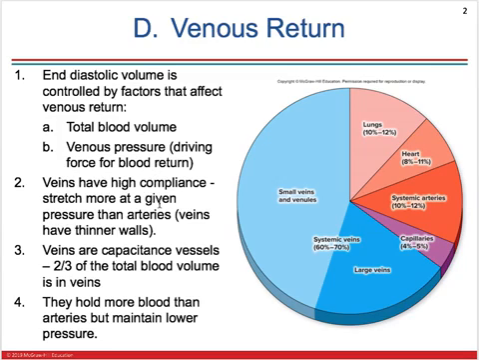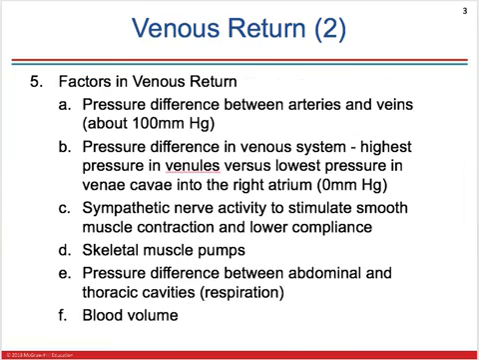Anything that's going to increase venous pressure will also increase venous return. Veins have a very high compliance compared to arteries. As they stretch more easily, they don't have as much blood pressure in them, and as a consequence of being very stretchy, they have a very high blood volume. They're referred to as capacitance vessels as a consequence, and about 2/3 of the blood in the body at any given moment is over here on the venous side as a consequence of that high degree of capacity. They hold more blood than the arteries and maintain a lower pressure.